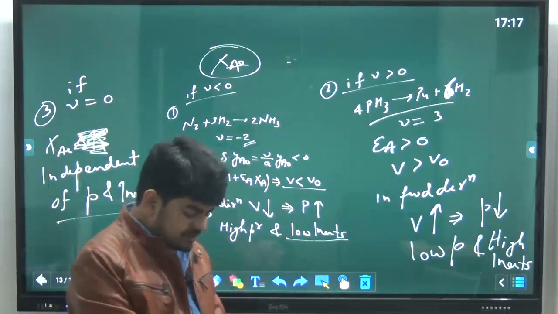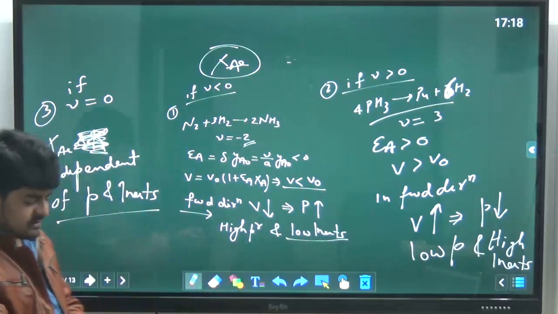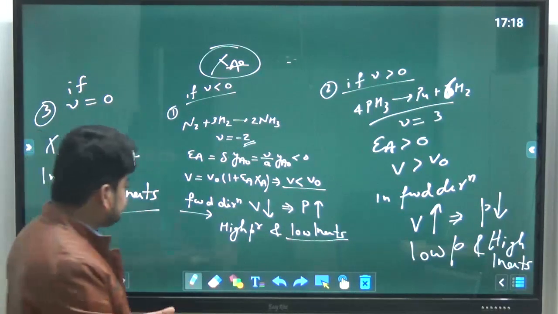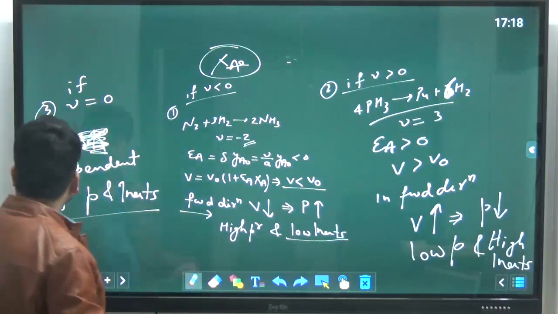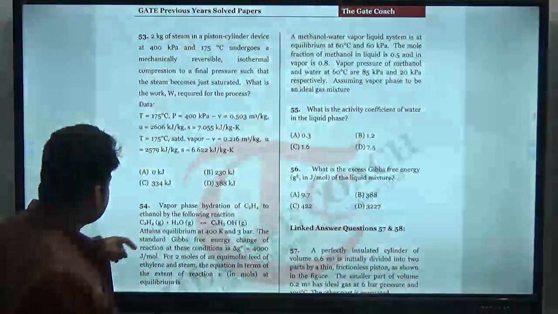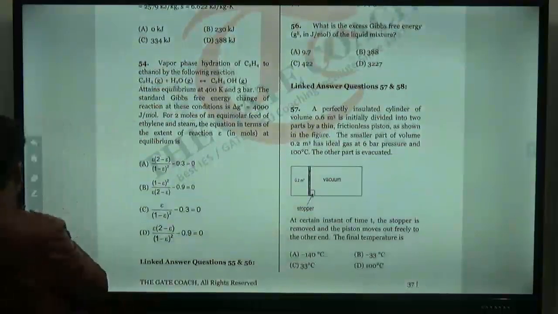There are several questions which they have asked in the GATE exam from this topic. So let's do one or two questions here, and all other questions I hope you can do by yourself. Like question number 54, let's start with this.